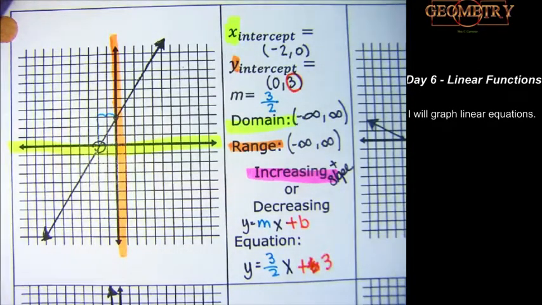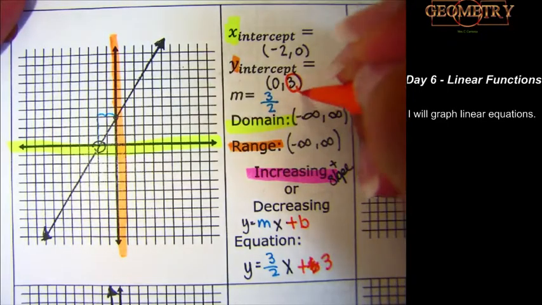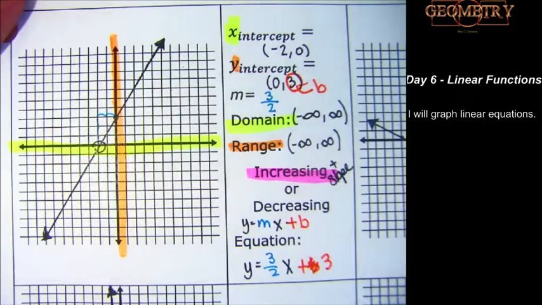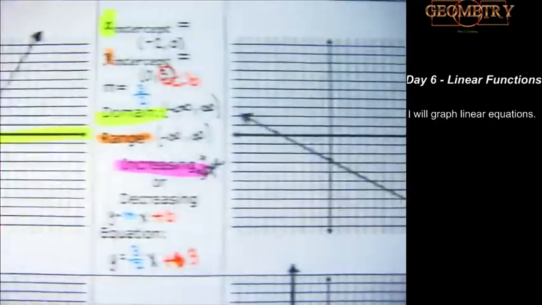I wrote the wrong letter. I wrote b instead of 3. Wait, what is b? The y-intercept. It specifically is the y-coordinate of the y-intercept. Easy enough? All right, let's do one more.